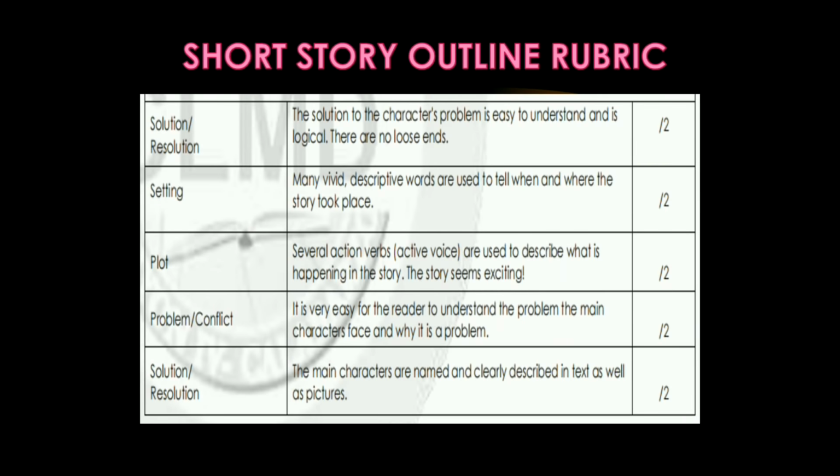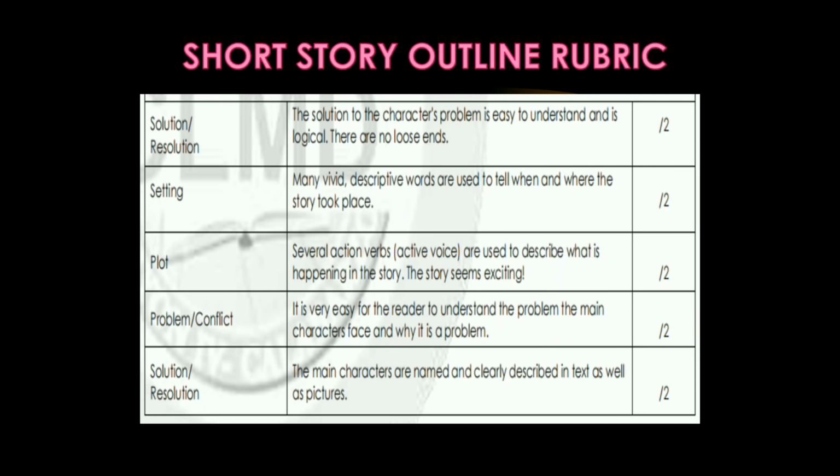So, here is a short story outline rubric. So, the solution to the character's problem is easy to understand and is logical. So, there are no loose ends. So, that is 2 points. For the setting, many vivid, descriptive words are used to tell when and where the story took place. That is another 2 points. For the plot, several action verbs or active voice are used to describe what is happening in the story, and the story seems exciting. That is another 2 points.